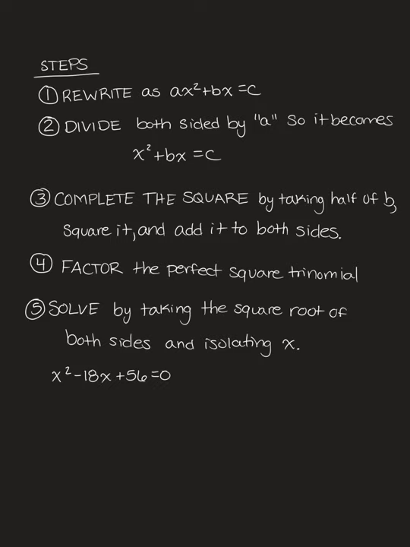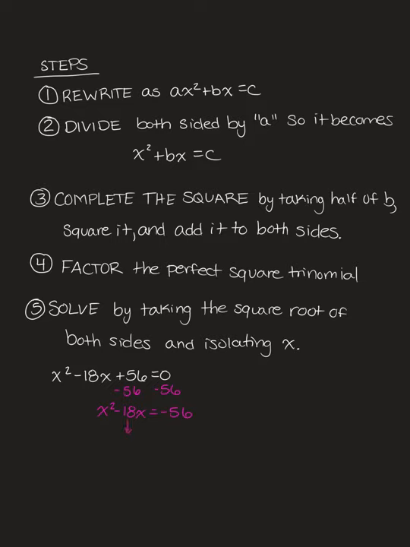So first thing, we need to rewrite this expression here as ax squared plus bx is equal to c. So I'm going to subtract 56 from both sides. That will give me x squared minus 18x is equal to negative 56. If you notice, my a value is 1. So if I divide both sides by a, it already gives me this form here of x squared plus bx is equal to c. So I don't necessarily need to divide by a, but then I come to the next step.